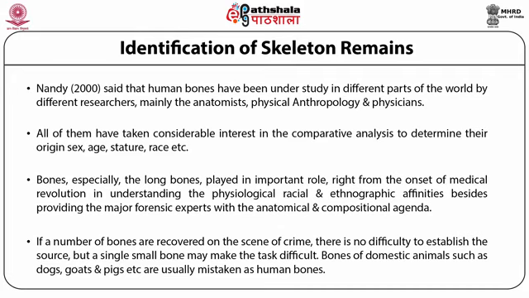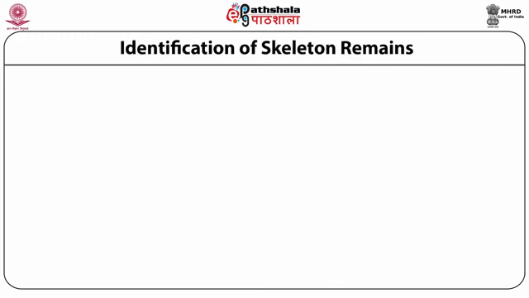Bones of domestic animals such as dogs, goats, and pigs are usually mistaken as human bones. Entire or part of the skeleton received may be of great help, but for identifying the bone one should have thorough knowledge of human and comparative anatomy. Skeleton remnants received as forensic exhibits are of immense importance in the scientific investigation of crime. These may be discovered in varying conditions.